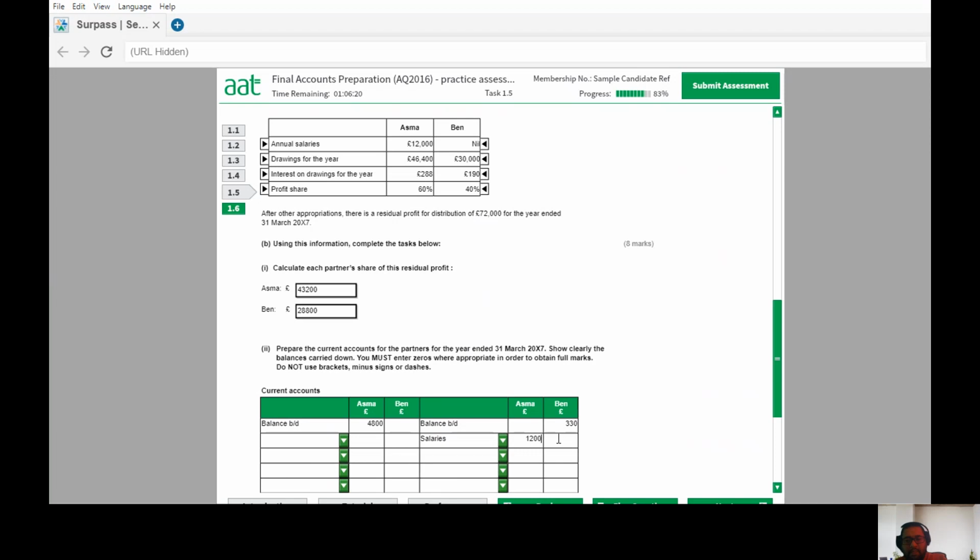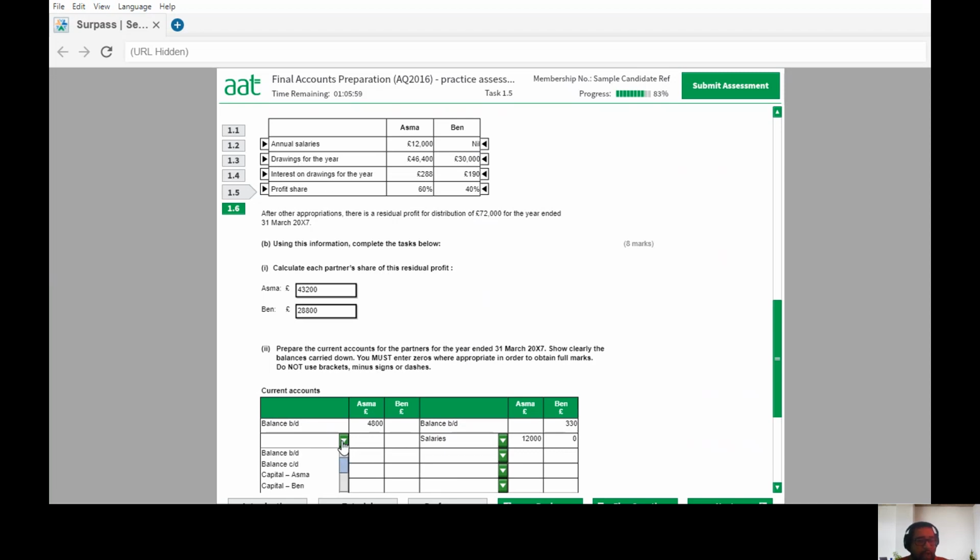They also said you must enter zeros where appropriate in order to obtain full marks. Does Ben obtain any salaries? Nil there. So we need to put a zero there. Whenever they say that, please ensure you do not leave those boxes blank. Next one, they're saying drawings for the year.